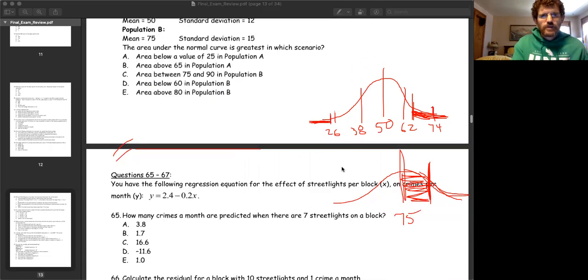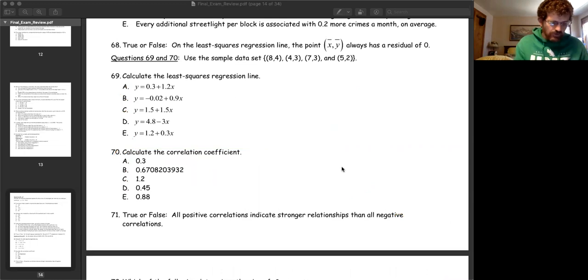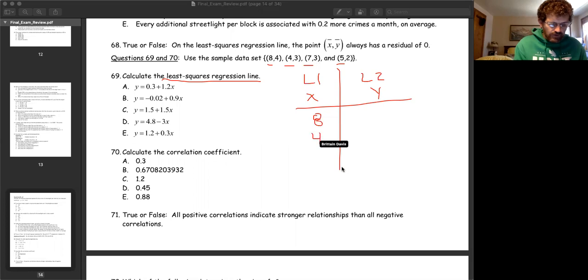With this problem, we're looking at the least squares regression line. And this is just a reminder of how we find this. So you can create two lists, and this would really be your X and your Y. So what I've got are all the X values, 8, 4, 7, and 5. And all the Y values that correspond right there, 4, 3, 3, and 2.